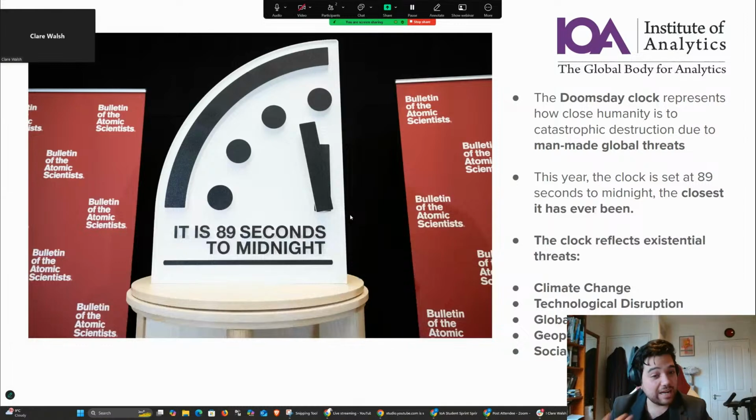Threats that the clock and the committee behind the clock evaluate include climate change, technological disruption, global health threats such as COVID and pandemics, geopolitical tensions, such as the Ukraine-Russia tension right now, or the tensions in the Middle East or China, and social inequality and poverty levels. These all accumulate into the clock, essentially spitting out a number as to how, quote unquote, doomed we are as a society and as a planet.